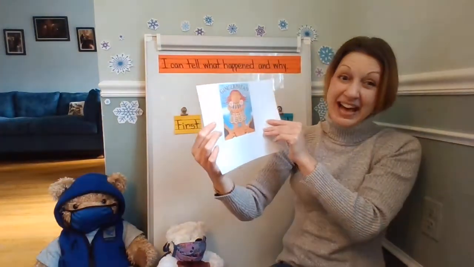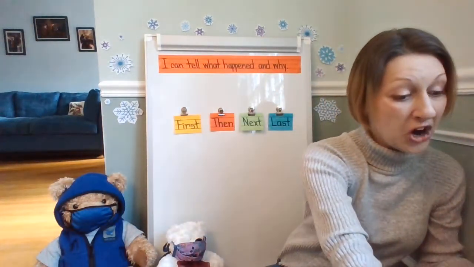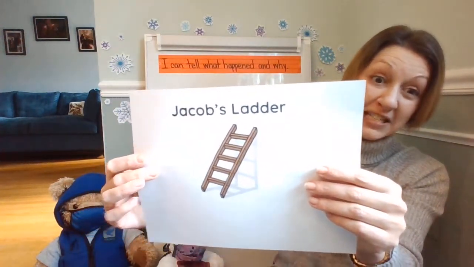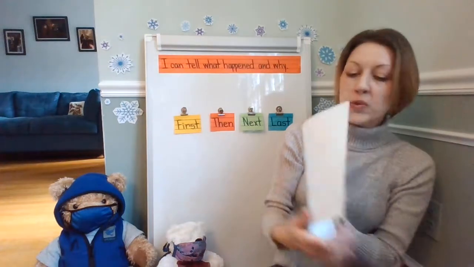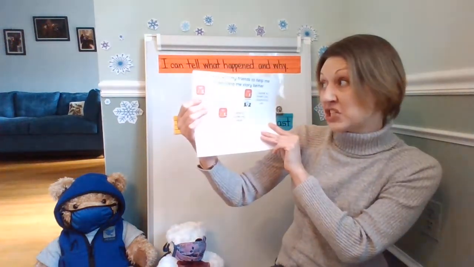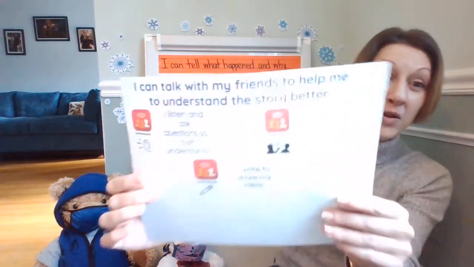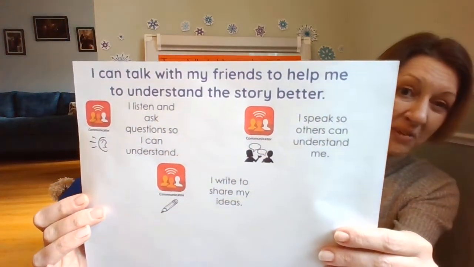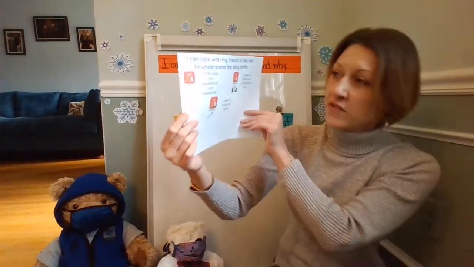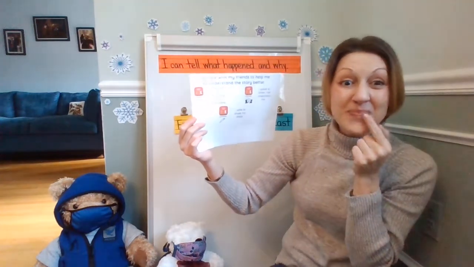So, now for today, we are going to be continuing using Jacob's ladder. But for today, we still will show I can talk with my friends to help me to understand the story better. And we're going to show that we are a communicator. When we are communicating, we're going to do this in many ways. One of the ways is I listen and ask questions so I can understand. So we're going to be a good listener and ask questions to help us understand.